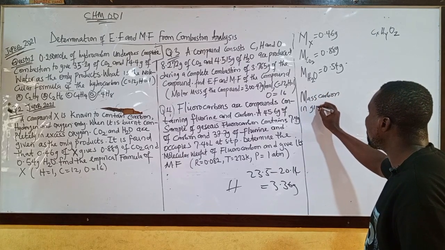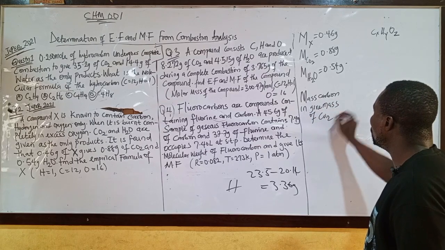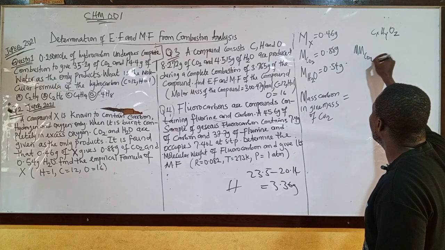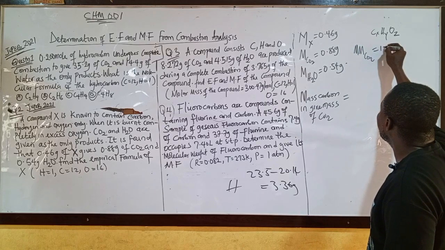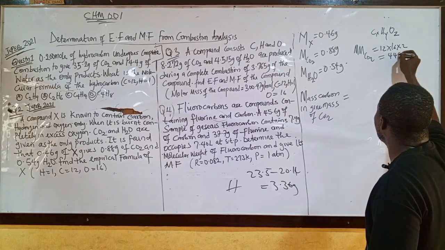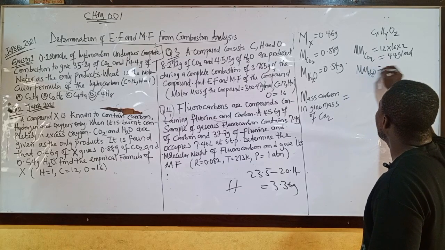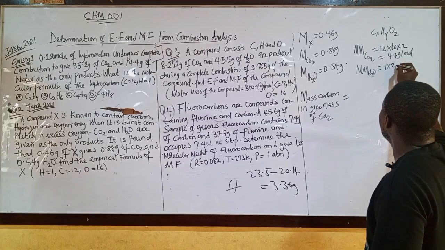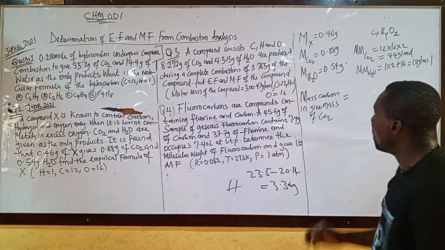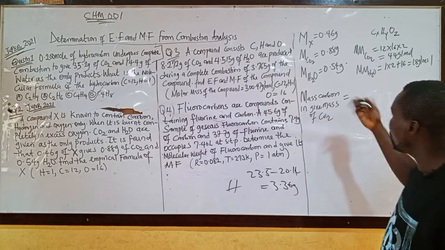Mass of carbon in the given mass of CO2. I know the molar mass of CO2. Carbon is 12, oxygen is 16 times 2. Molar mass of CO2 is 44 grams per mole. Molar mass of H2O, that means 1 times 2 plus 16, is 18 grams per mole. Take note of that. Then I will get the mass of carbon in the given mass of CO2.